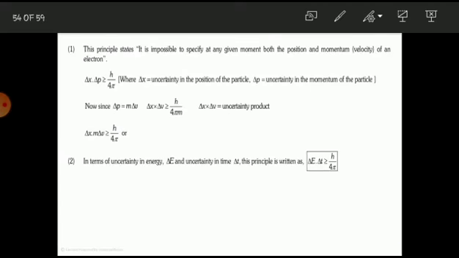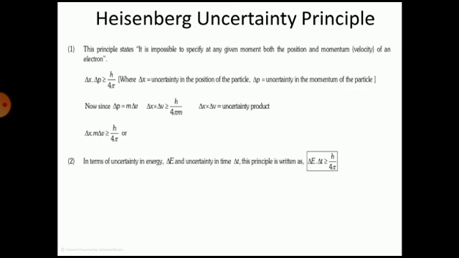Next one, Heisenberg uncertainty principle. This is a very important concept. Heisenberg uncertainty means uncertainties. Werner Heisenberg, a German physicist, stated the uncertainty principle, which is a consequence of the dual behavior of subatomic particles and radiation.